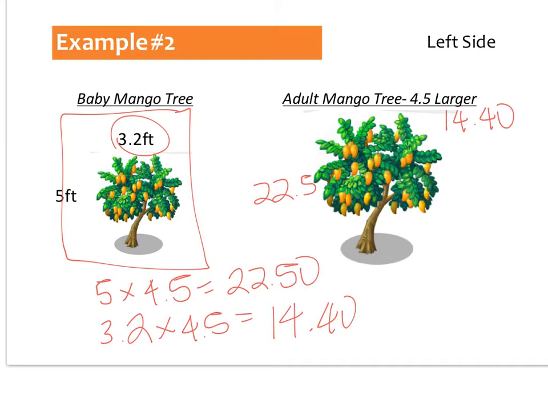Now, the reason this is important is because when this tree grows, it doesn't mysteriously get wider or skinnier as it wants. It grows proportionally. So that's why whatever we multiply to the first dimension, we have to do to the second one as well. It has to stay the same. In this case, our scale factor is 4.5.